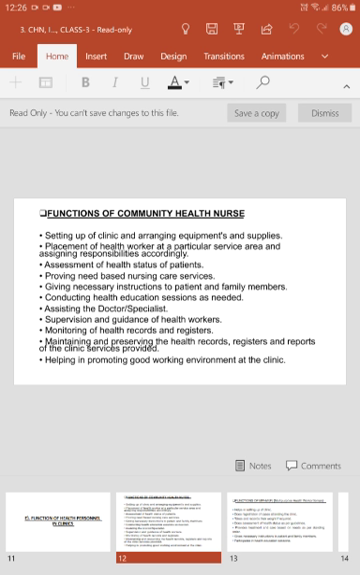Along with the records, we are assisting the doctors as well as the specialists with nursing care procedures. Then supervision: under us there are certain health workers, and we can supervise and guide health workers like ASHA workers. Then maintain all the records and registers and preserve them in a safe manner. Both book records and registration are there, as well as computerized ones. So we can create a good environment for good working situations.